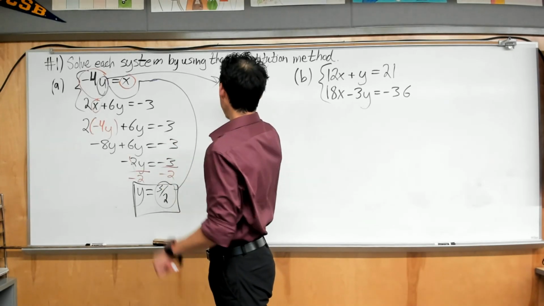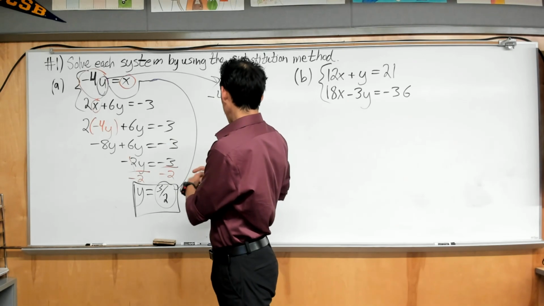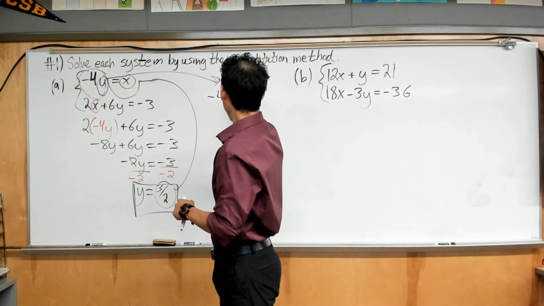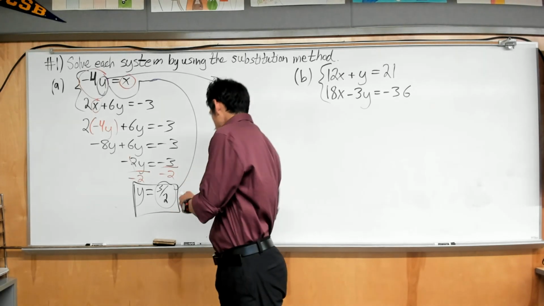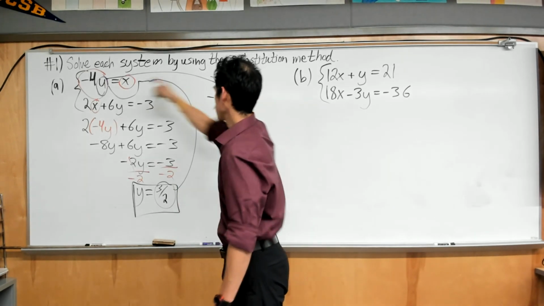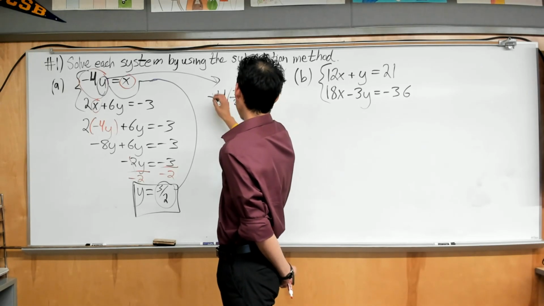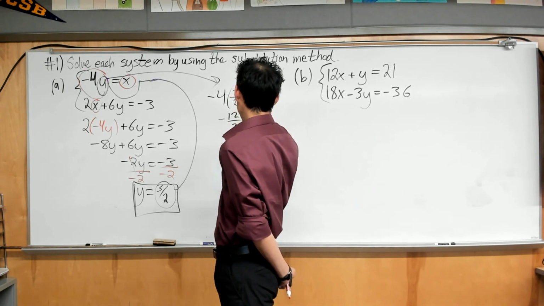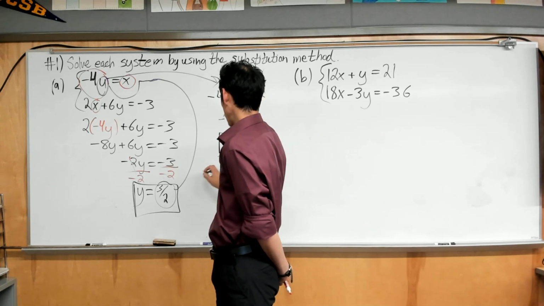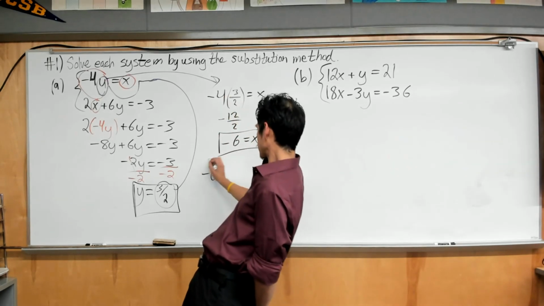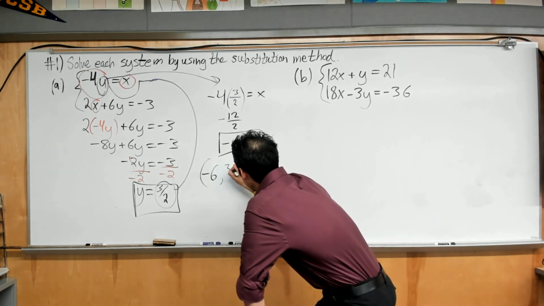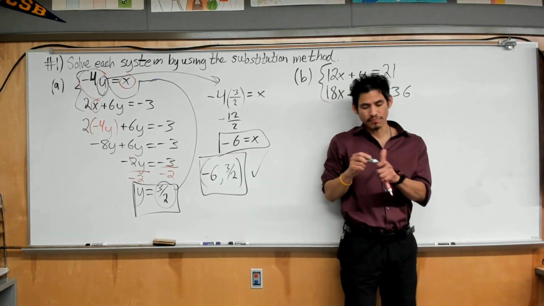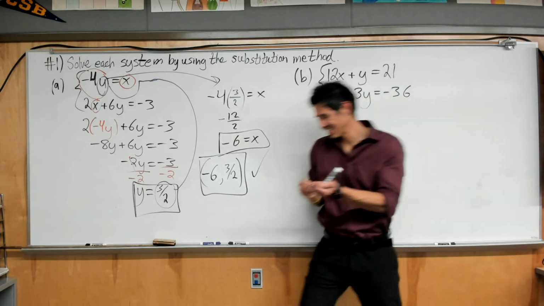So we get negative 4 times 3/2 equals x. And we get that 4 times 3, 12, negative 12 over 2, negative 6 equals x. So bang. Put it as an ordered pair. Negative 6, comma, 3/2. Shebang. There we go. We got our solution. Not a problem. All right, let's keep the fun going.